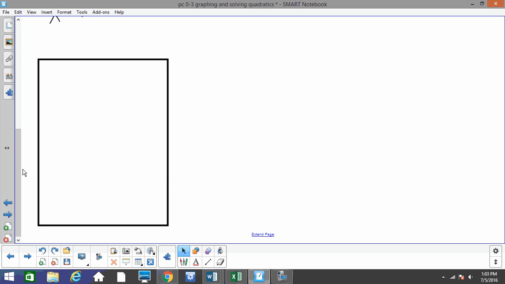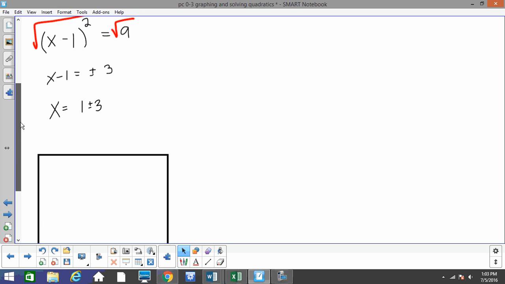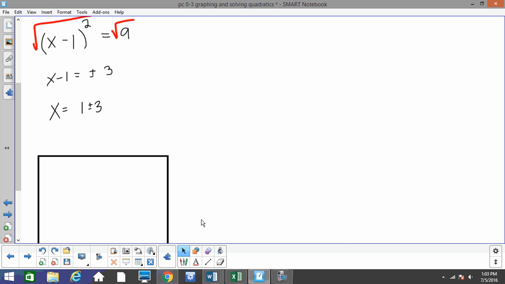And you're going to get x minus 1 equals plus or minus 3. Add 1 to both sides. x equals 1 plus or minus 3. That's actually going to be two problems. 1 plus 3, 1 minus 3. So your two answers are 4 and negative 2.